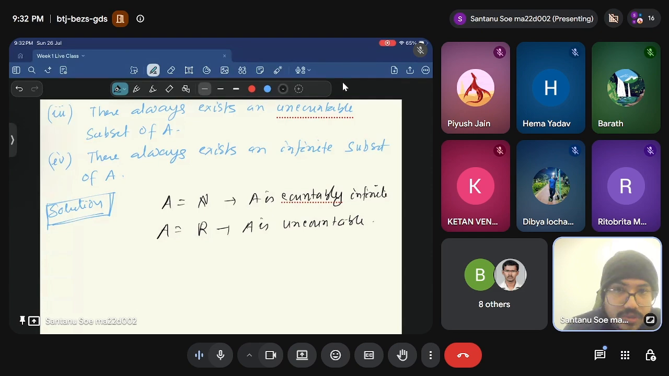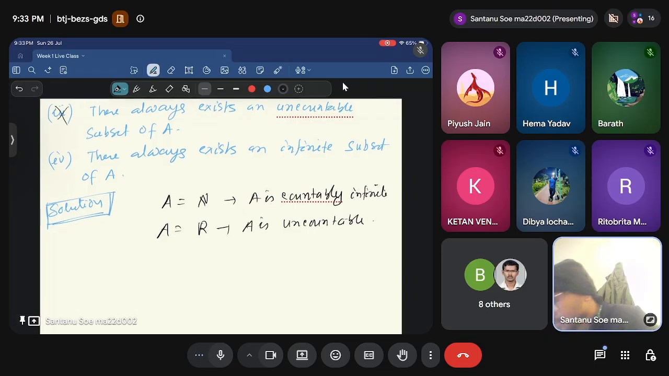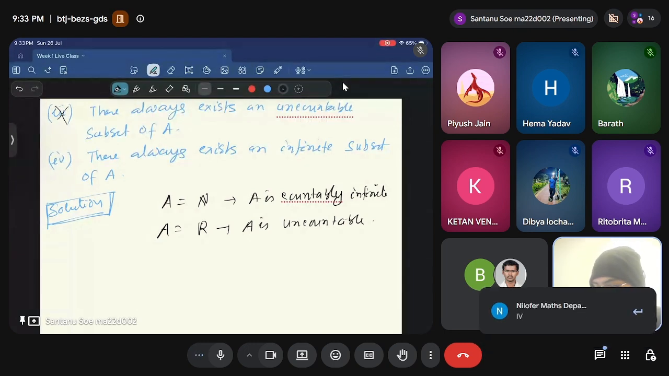It says that there always exists an uncountable subset of A. This is not always true. Let's say A equals the set of natural numbers or the set of rational numbers. Since it's countable, every subset will also be countable. Correct? So there does not always exist an uncountable subset of A. Now what about option number 4? Since the first three options are not correct, obviously the fourth option should be correct. But why is it true that there always exists an infinite subset of A, given A is infinite?